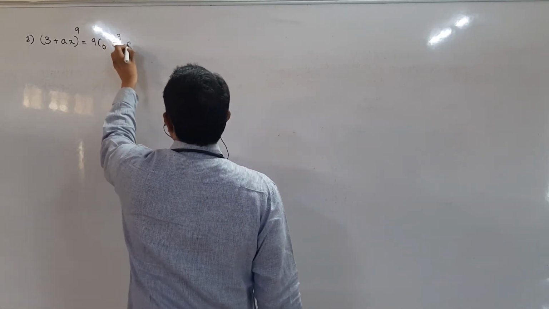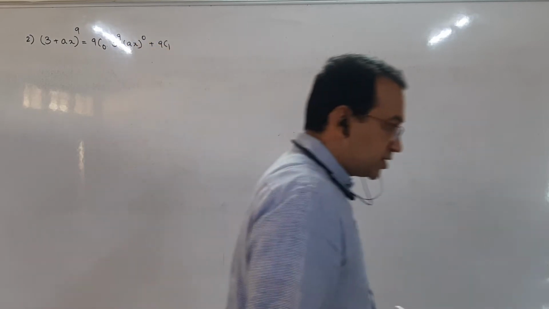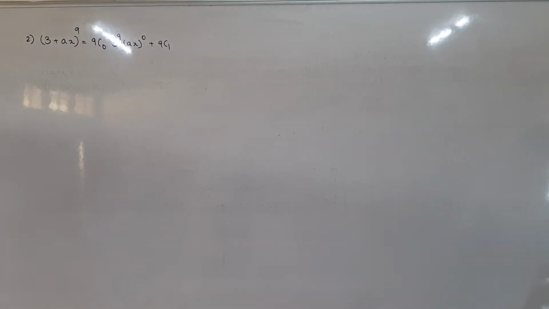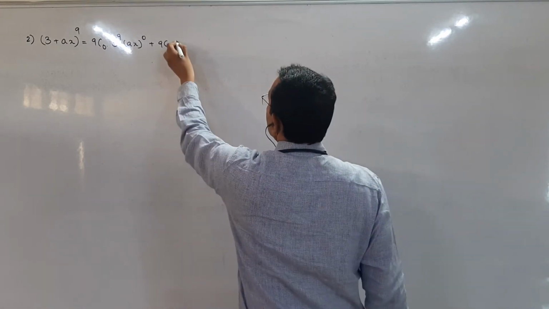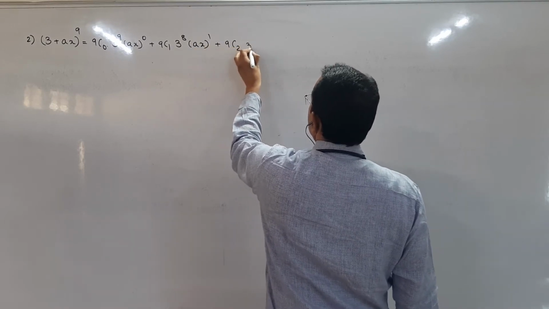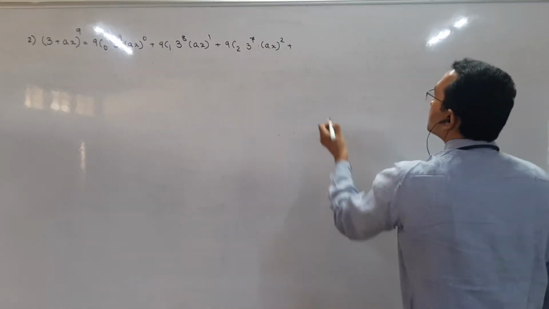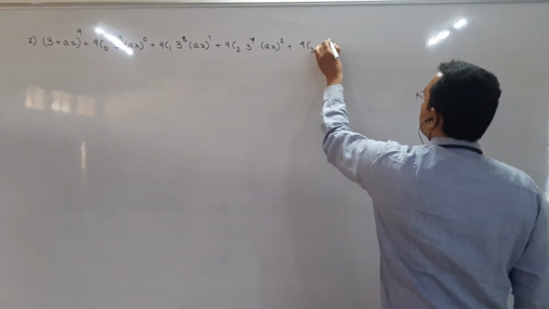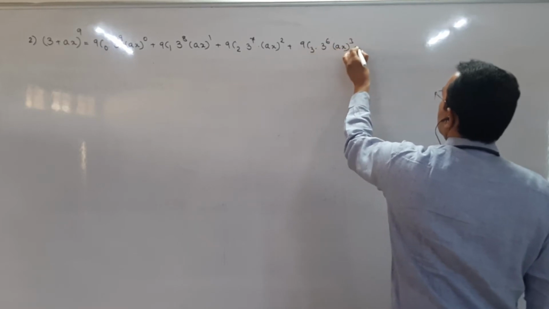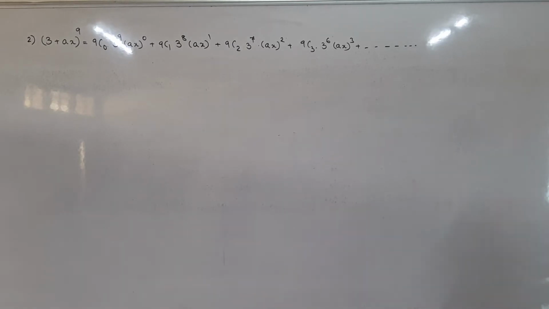9c0 3 raised to 9 (ax) raised to 0, 9c1. Students, we are told that coefficients of x square and x cube are equal. Okay, 9c1 3 raised to 8 (ax) raised to 1, 9c2 3 raised to 7 (ax) square, plus 9c3 3 raised to 6 (ax) cube, and onwards. I am not writing all 10 terms because those terms are not required.